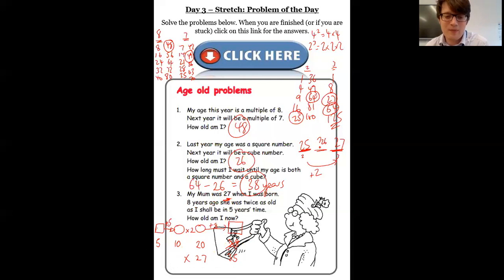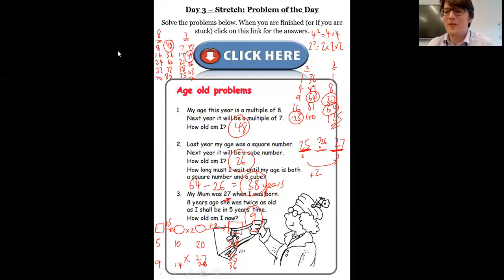So let's try the next year, 36. 36 subtract 8 gives me 28. Divided by 2, going this way, gives me 14. Subtract 5 gives me 9. And that actually does work. So if I'm 9 years old, in 5 years' time I'll be 14, which is half of 28, which is the age my mum was 8 years ago. And she now, therefore, is 36 years old.